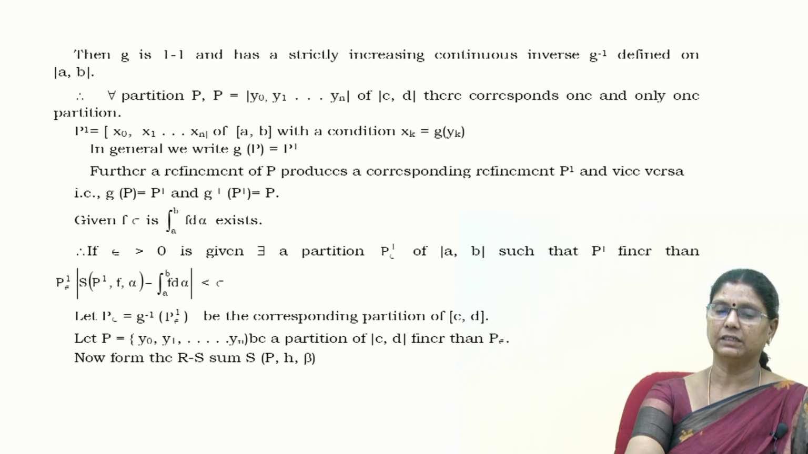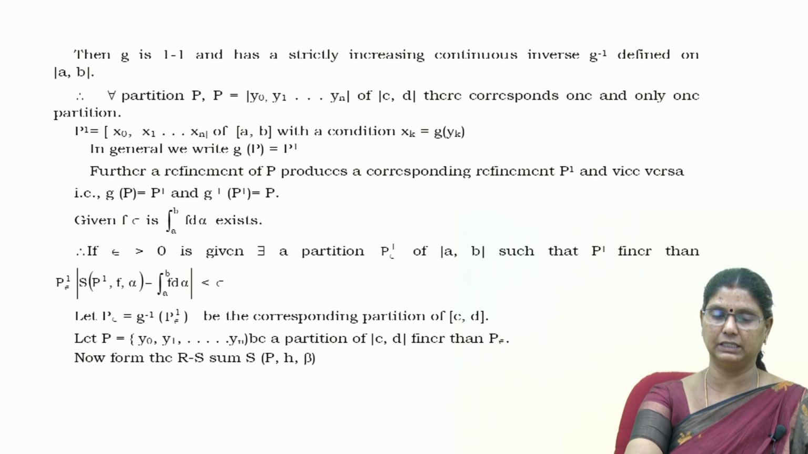Since f belongs to R(alpha), f is Riemann integrable, so the integral from a to b of f d alpha exists. Therefore by definition, given epsilon greater than 0, there exists a partition P_epsilon1 of [a, b] such that for P1 finer than P_epsilon1, the modulus of S_P1(f, alpha) minus the integral from a to b of f d alpha is less than epsilon.